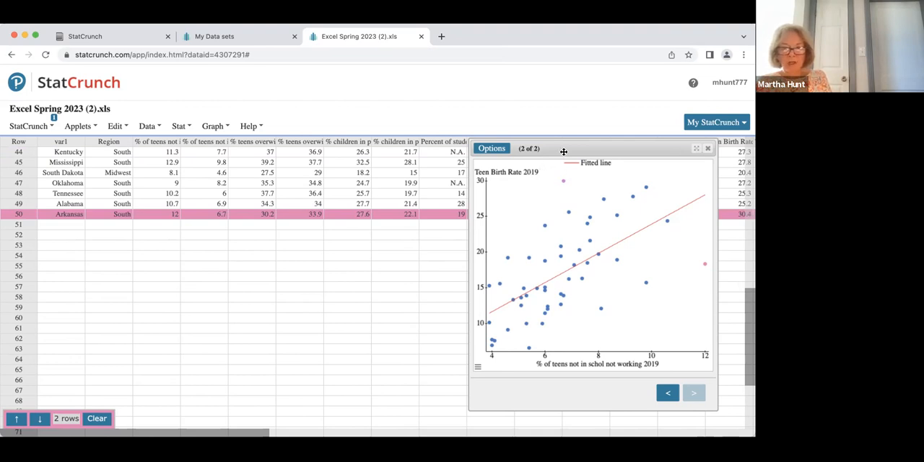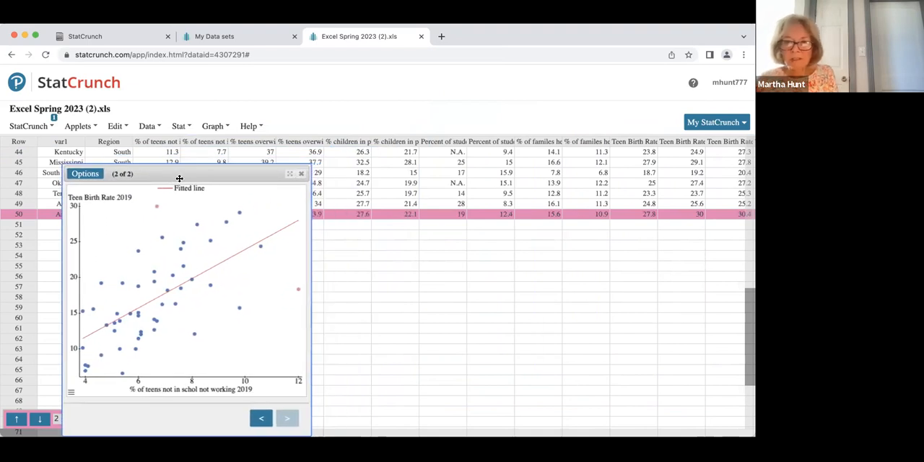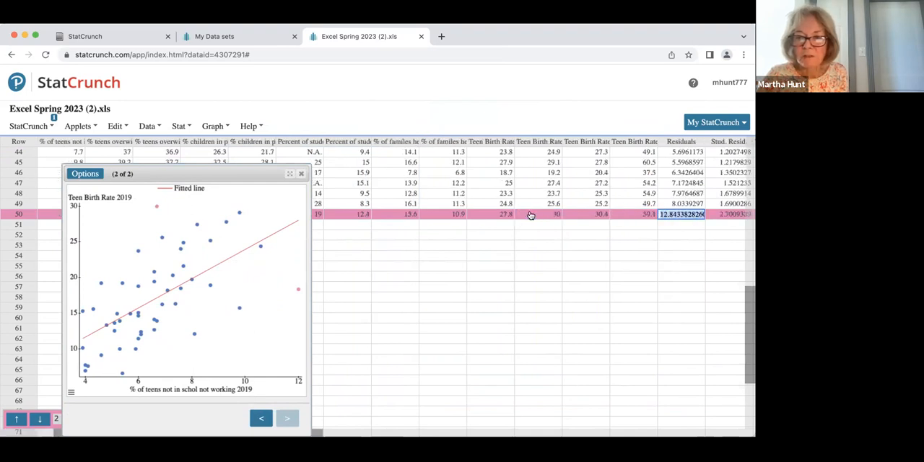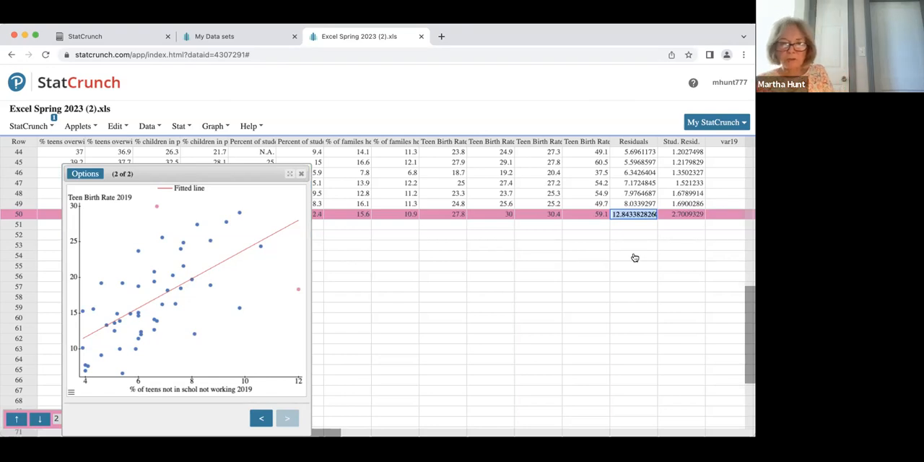So it's your job to look at these. I'm going to have to get over here again. It's your job to look at the residuals. This is what I want you to interpret. What does that 12.8 mean? Okay, what does it say about the teen birth rate in that state?